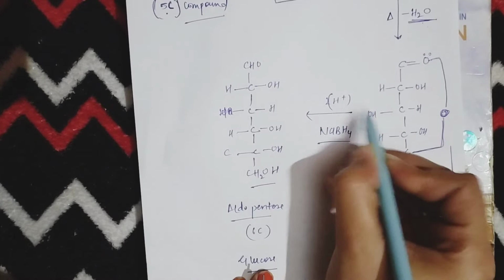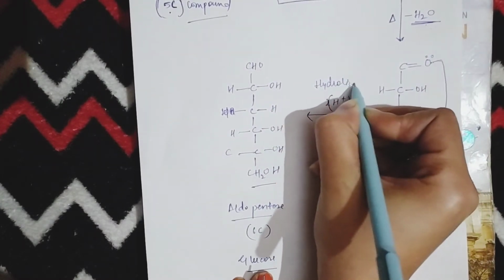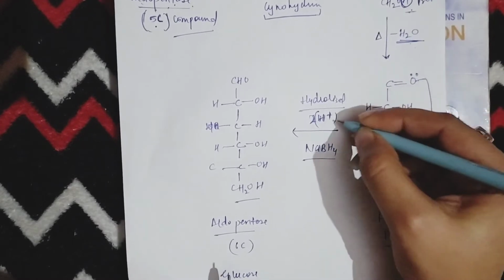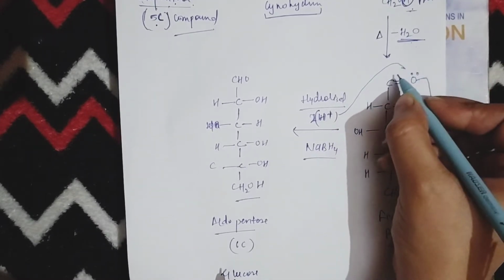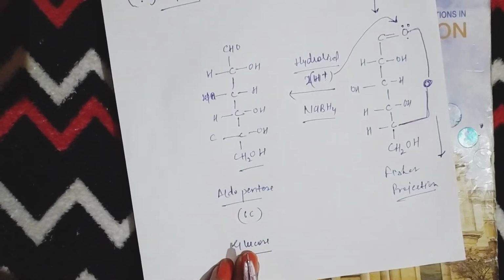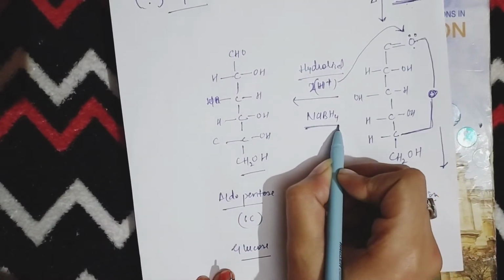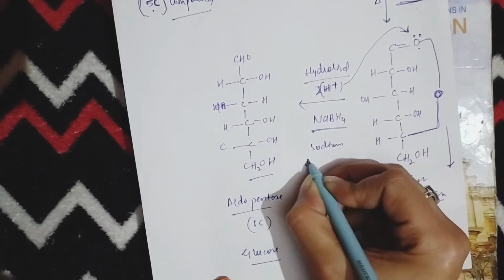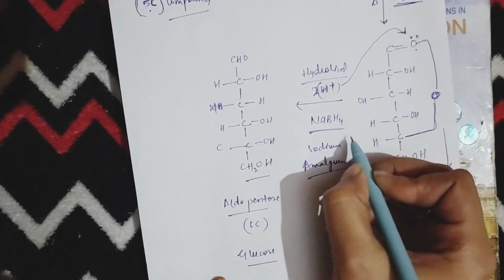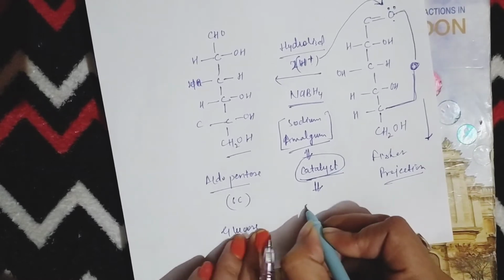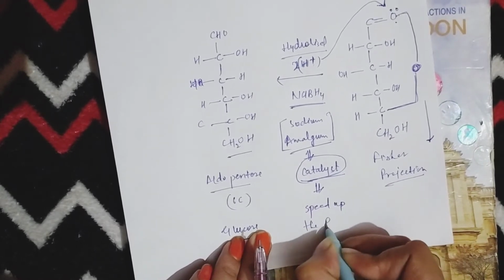After that we hydrolyze it. We add 2 protons, and as we know there is a lone pair, 1 proton reacts with this oxygen. And we also add sodium borohydride, or you can say sodium amalgam. It is none other than a catalyst. Then the question arises, what is a catalyst? It speeds up the reaction.